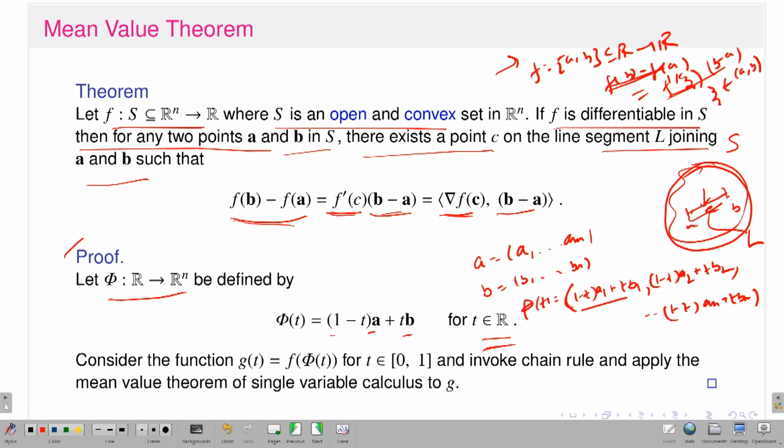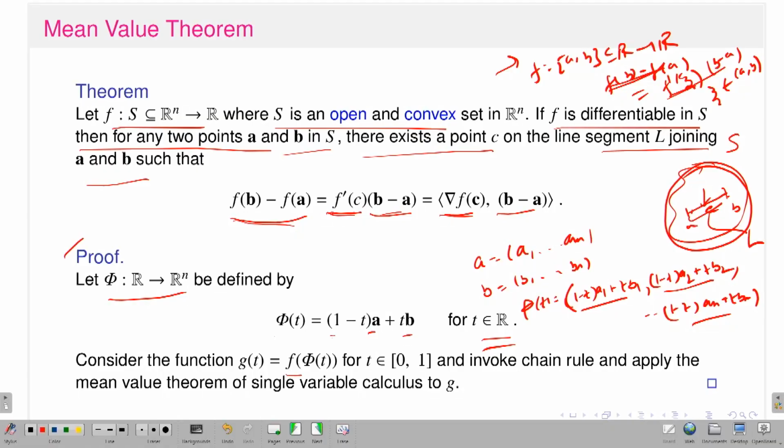What are the component functions? Each component is just a polynomial in t, and polynomials in t are continuous functions, differentiable functions, infinitely many times differentiable functions. So capital Phi is a map from R to Rn, and each of the component functions is differentiable infinitely many times. Therefore capital Phi is a differentiable function. Now I have two things in my hand. One, by hypothesis, f is a differentiable function from Rn to R. And I have an auxiliary function capital Phi, a map from R to Rn, which is also differentiable.